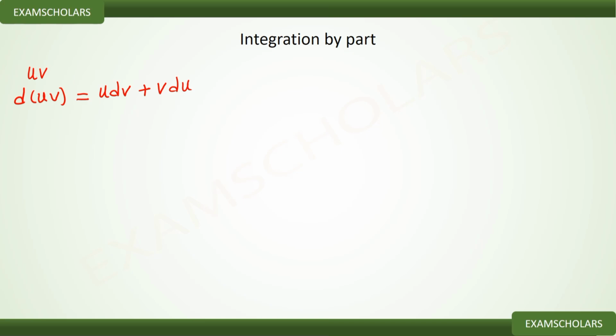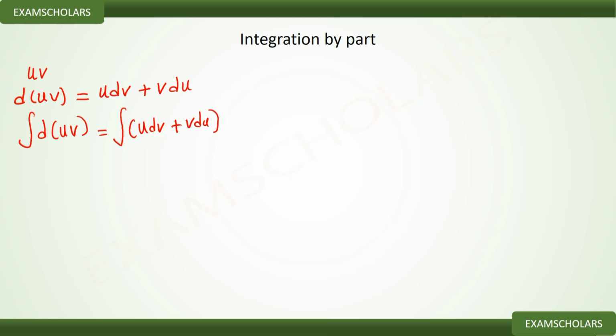Now let's say you want to get back your uv. What are you going to do? You differentiate uv to get this expression. How are you going to get your uv? You integrate this expression. So you integrate both sides. So you now have the integral of d(uv), they are together, will give us the integral of, whatever you do to the left hand side, you do to the right hand side, u dv plus v du. You have them closed.